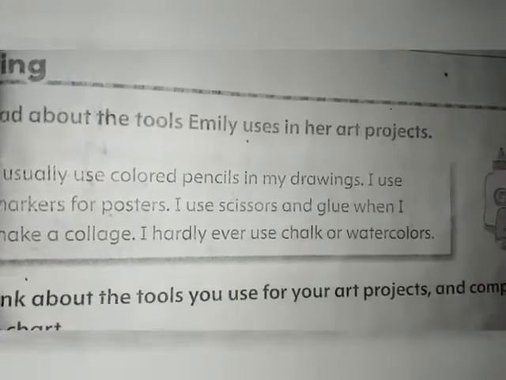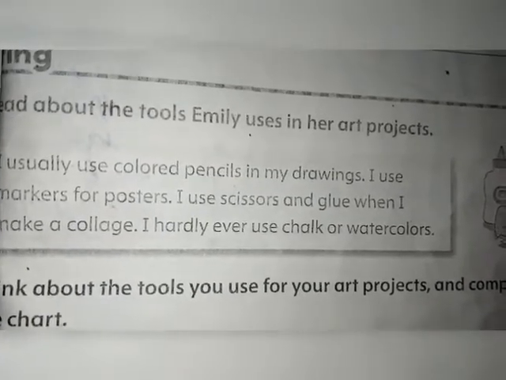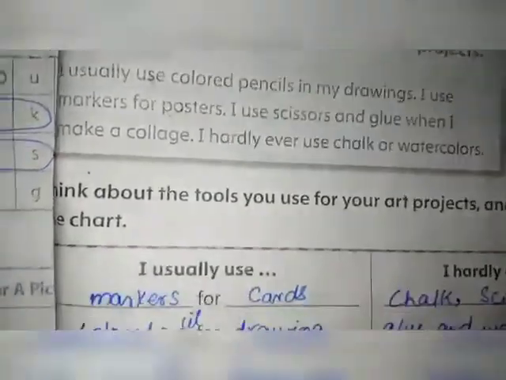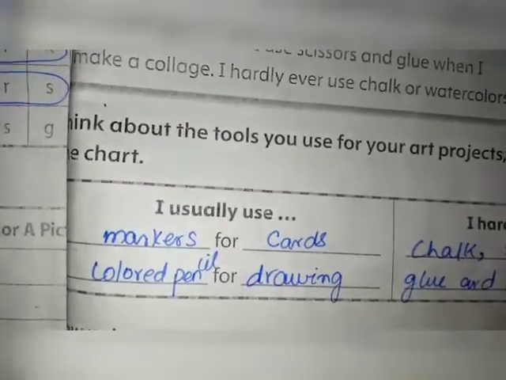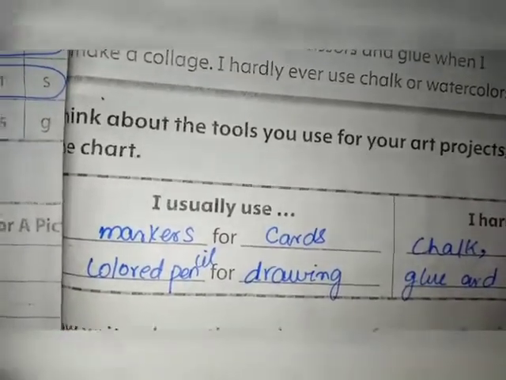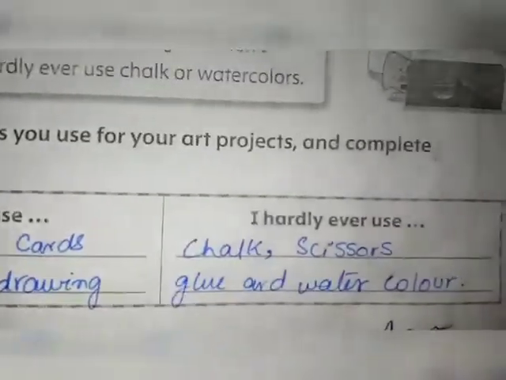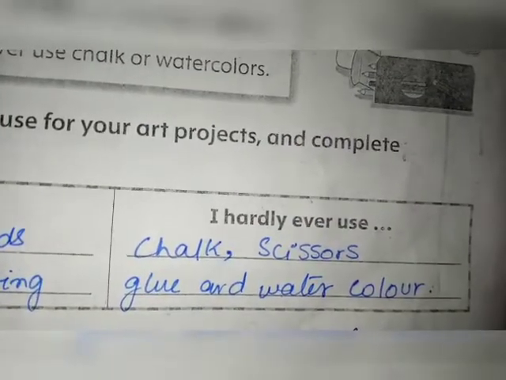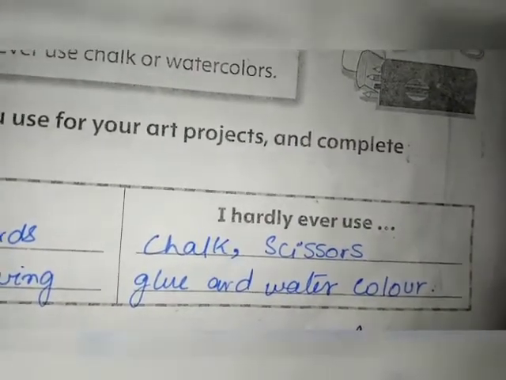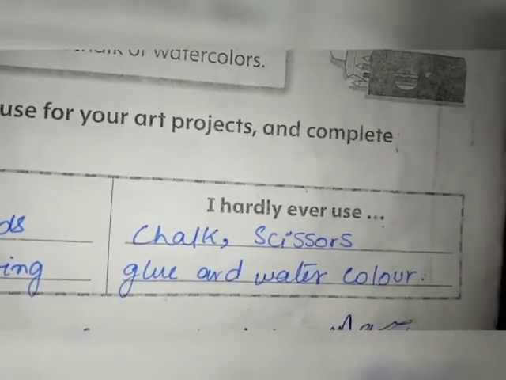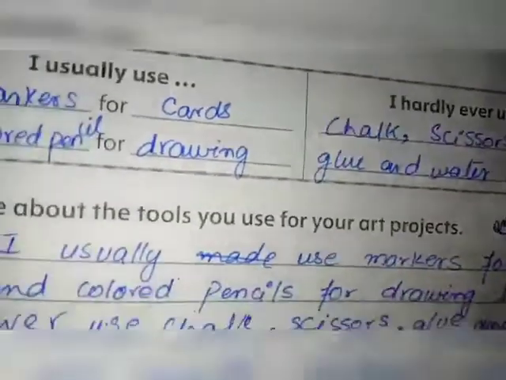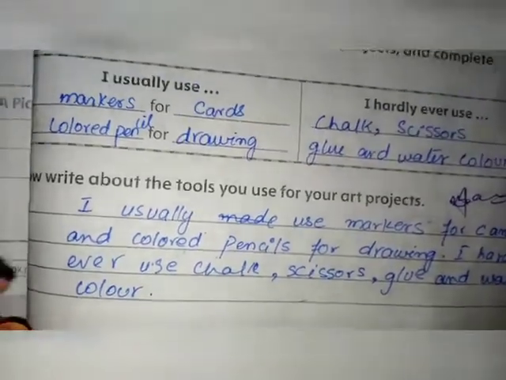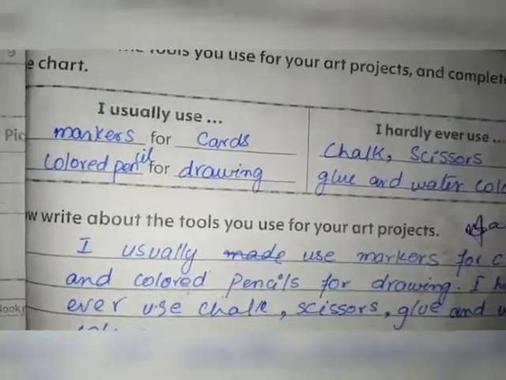Now think about the tools you use for your art project and complete the chart. I usually use, you have to write what you usually use and for what thing, right? And the next, I hardly ever use, and here you have to write what you use sometimes. Next is rewrite about the tools you use for your art project. Now you will write in a paragraph form.